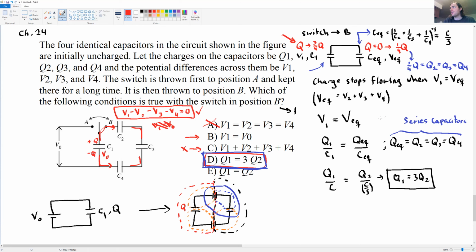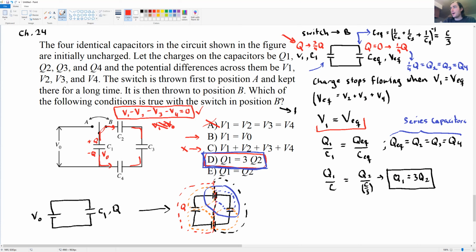Just a quick note here, charge stops flowing when V1 equals VEQ. But VEQ, what is that? Well, it's V2 plus V3 plus V4. That's VEQ. So like we said, when V1 equals VEQ, charge will stop flowing. So we start with that. That's our starting place. Once V1 equals VEQ, there's no potential difference, so no charge will flow.